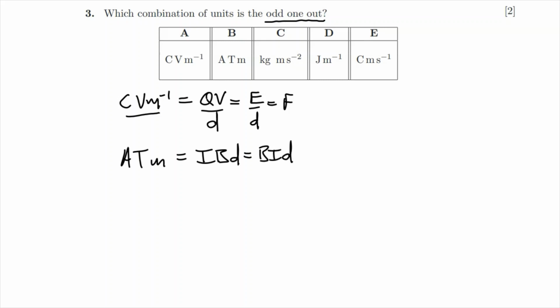Or let's rearrange that just to make it look more familiar. You should recognize this. A current times a B field times a distance is the force on a wire carrying current I in a B field. So this is also a force. Next, kilograms meters per second squared. That one's a pretty common one from mechanics. So we've got a mass times an acceleration, and we know that's also a force. Next, we have joule per meter.